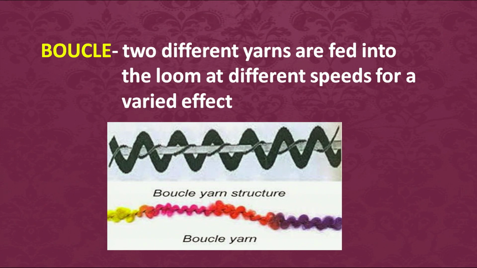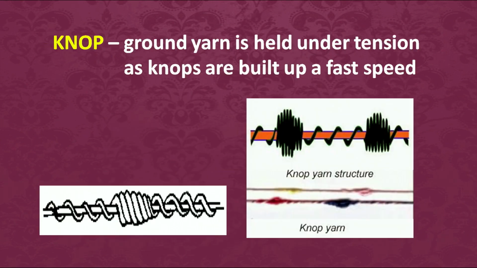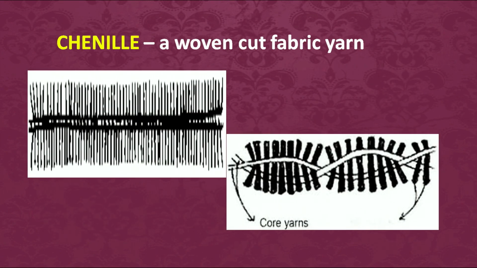So we could also have a yarn where the basic yarn is held tight under tension, and the knobs are built up on it at a very fast speed, so that again we find a different texture coming out on the yarn. And you must have seen chenille. Chenille is a very common fabric that we use in India, which is used in dresses. It is also used in bed linen.